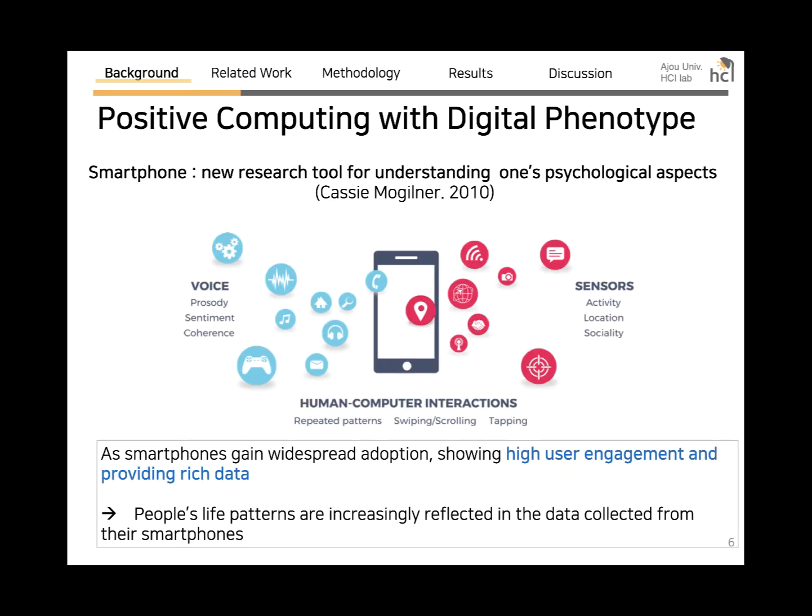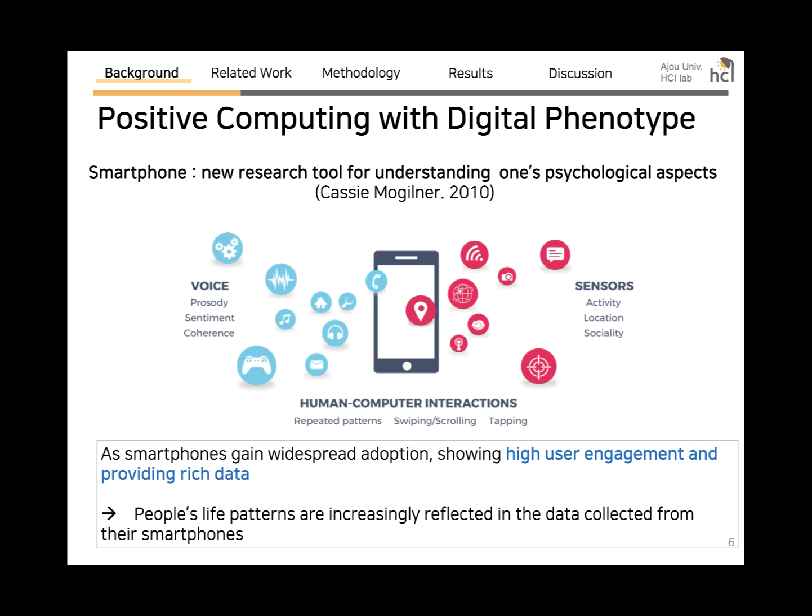For positive computing research, many studies have used smartphones as a medium for understanding human well-being and productivity. This is because smartphones are the most common tools that capture people's daily lives. It also allows researchers to understand people's activity, location, and sociality through sensors in the smartphone. In addition, audio data can help researchers to understand people's emotions.